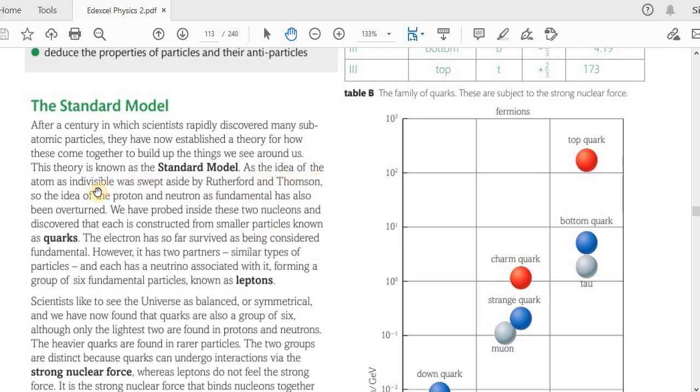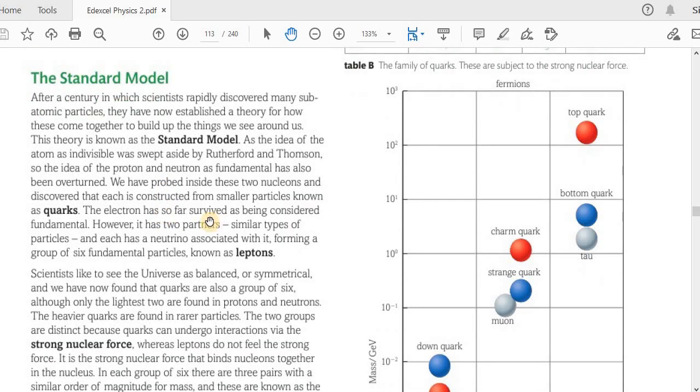As the idea of the atom as indivisible was swept aside by Rutherford and Thomson, so the idea of proton and neutron as fundamental has also been overturned. In the past, people thought that protons and neutrons were the fundamental particles. But now we know that they can be broken down. Proton is made up of quarks. Neutron is also made up of quarks. We have probed inside these two nucleons, the protons and the neutrons, and discovered that each is constructed from smaller particles known as quarks.